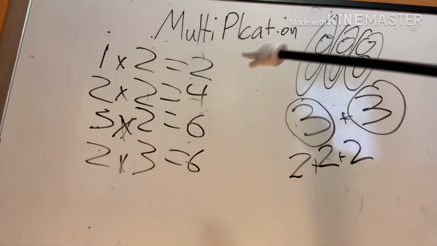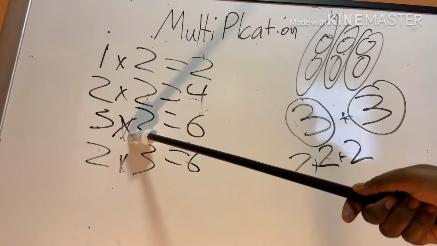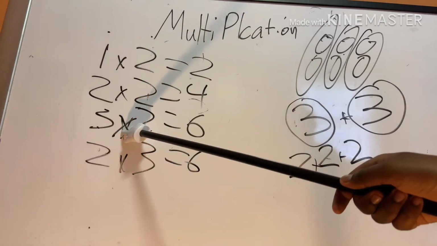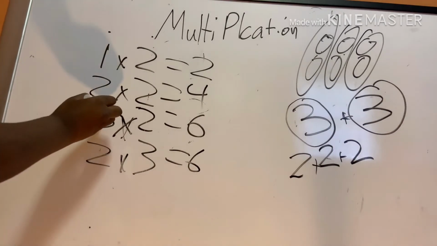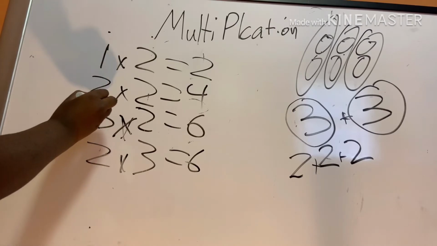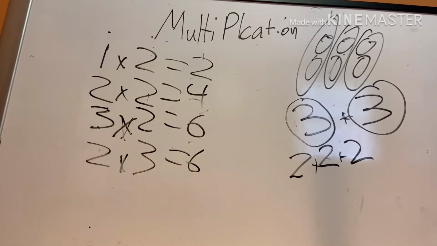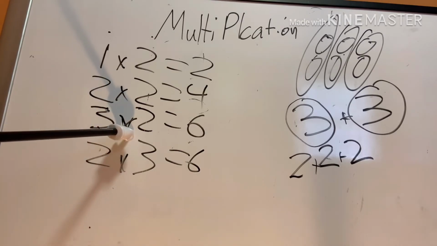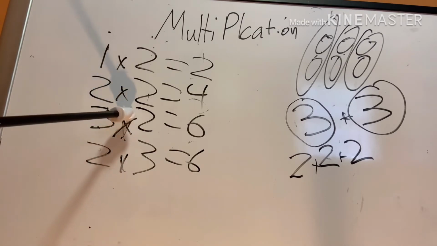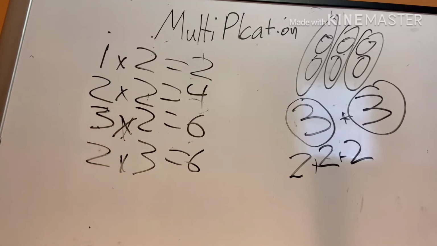Right now, I'm turning the multiplication symbol into groups instead of making it a symbol. Let me fix this 3 because it kind of looks like a 5. So then, right now, I'm making the multiplication the groups. So you would have 1, the x sign, which also stands for multiplication, would be my groups.